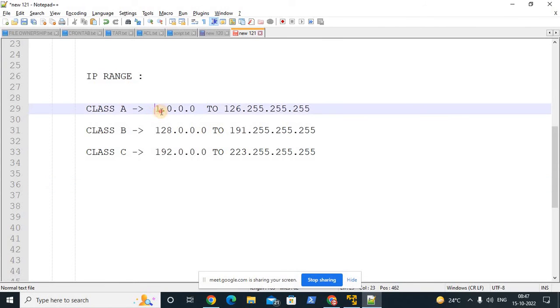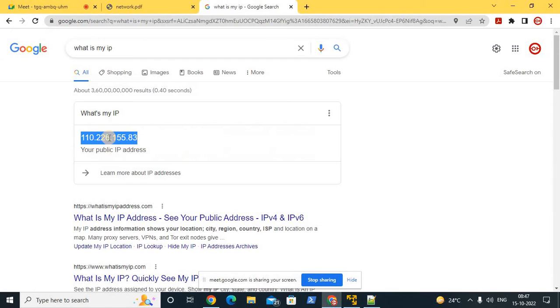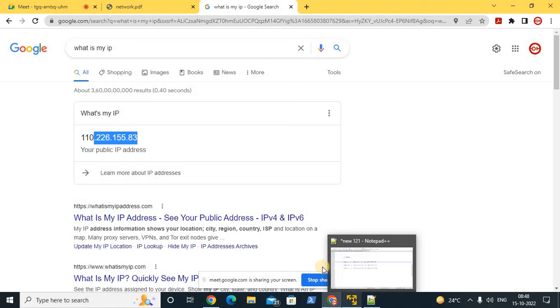The number starts from 1. When we talk about the first bit, Class A is from 1 up to 126. If the first octet is greater than or equal to 1 and less than or equal to 126, then we can say this is a Class A IP. I got 110.226. Forget about the next bits, whatever they may be. The first octet is 110, which means it is a Class A IP.